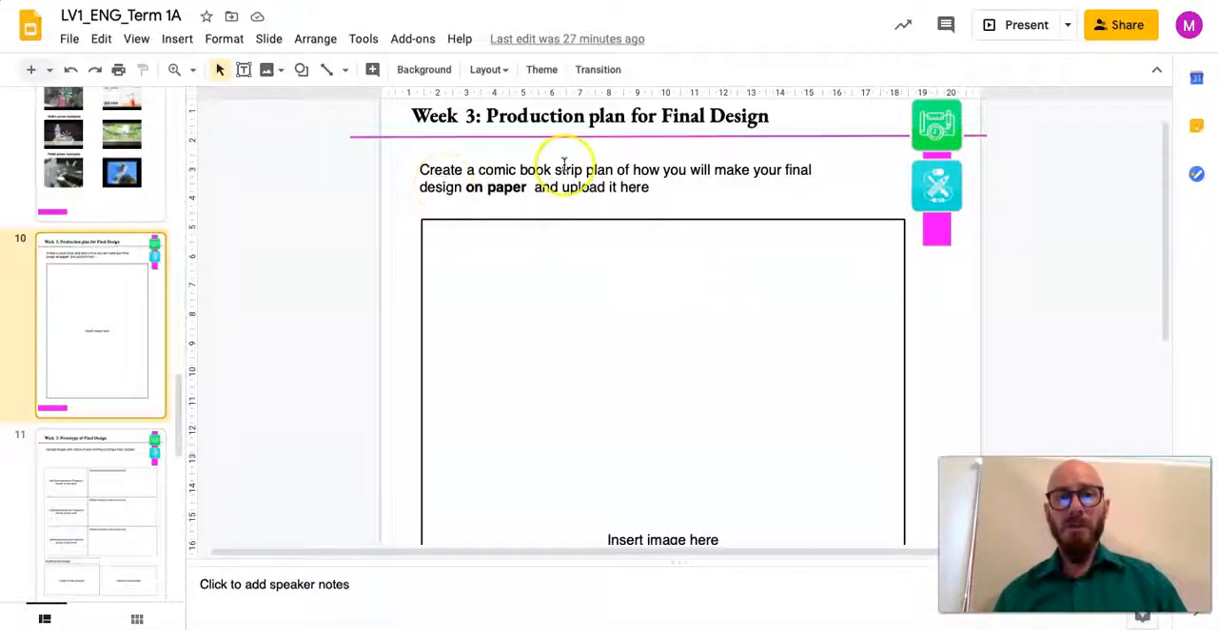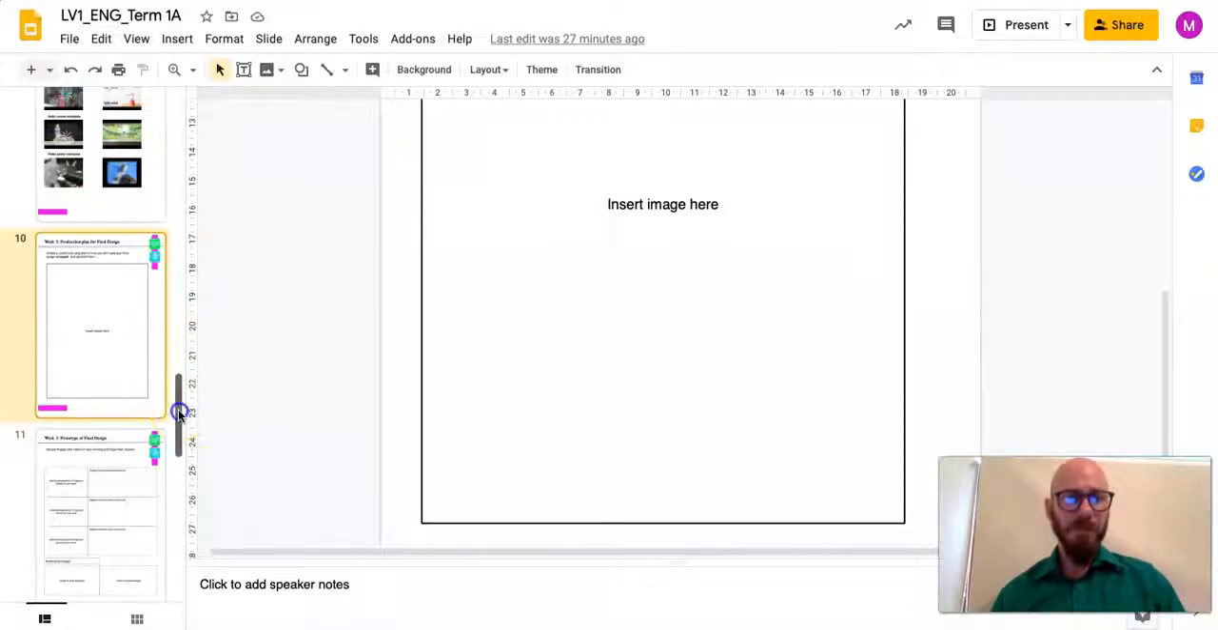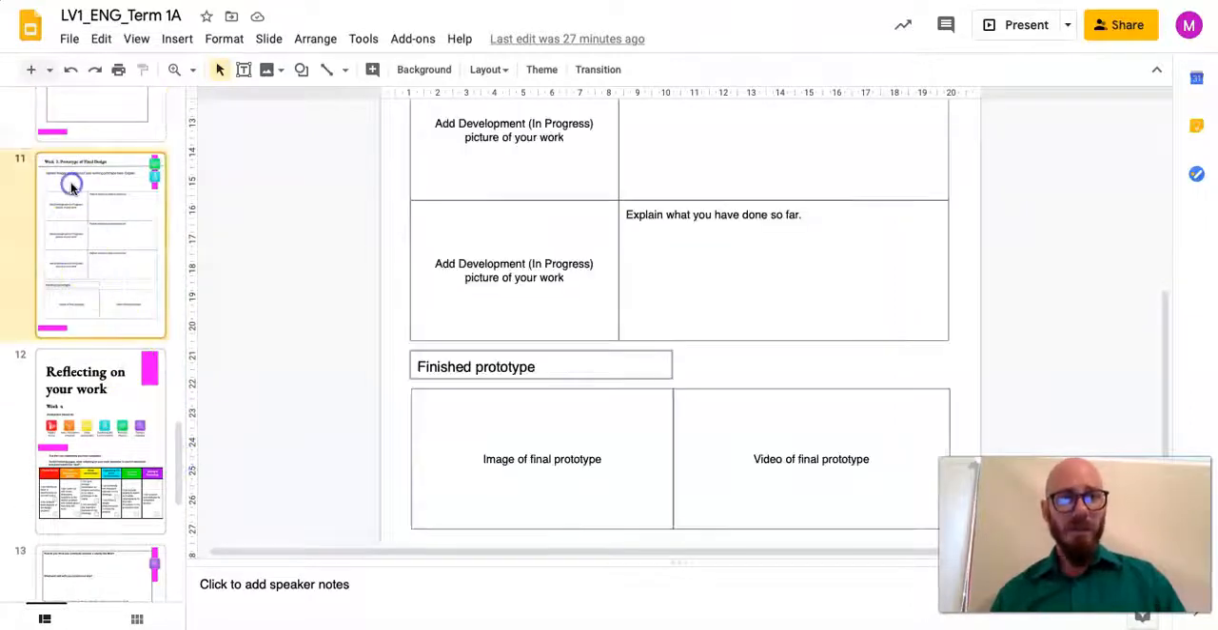So again, you're going to draw this out on paper and you're going to upload your images here. Again, use color where you can. It's going to be so important. And then you'll be ready for prototyping.